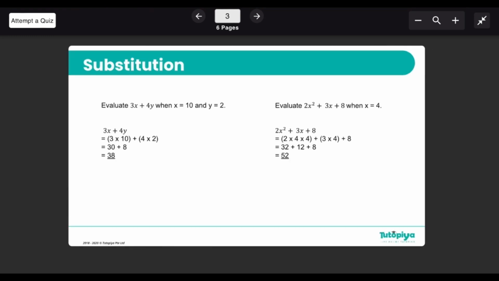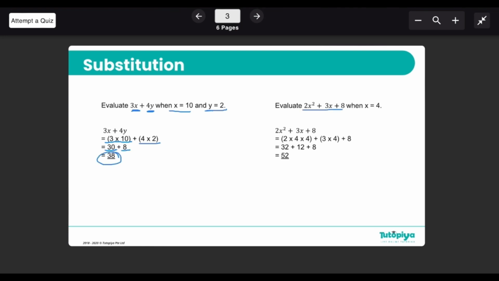So similarly, you can have values sometimes where you are substituting for two different variables. Like x is one value and y is another value, given here as 10 and 2. So you substitute that first. So 3 times 10 is 30. 4 times 2 is 8. Then the final answer is 38.